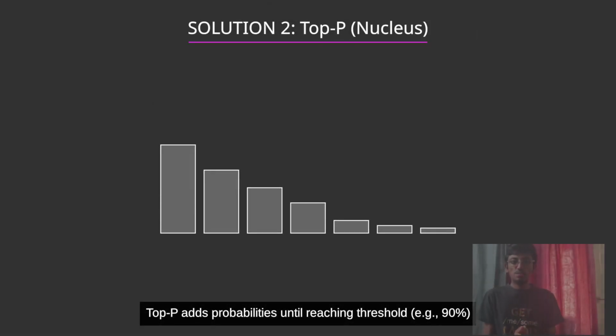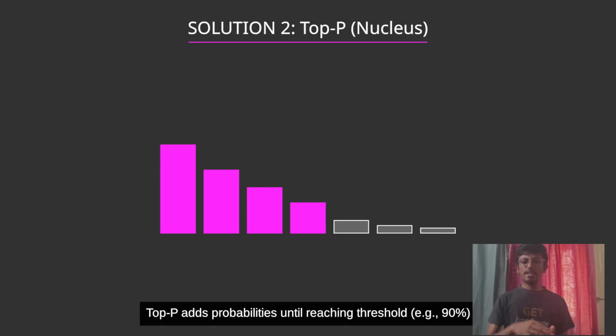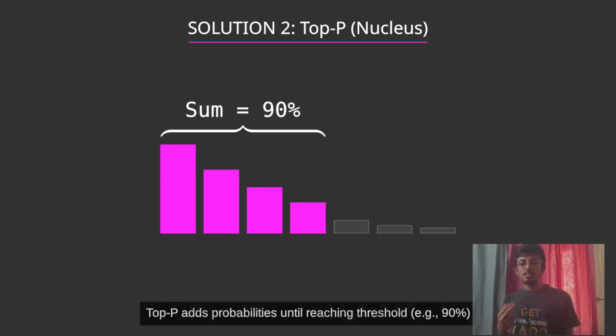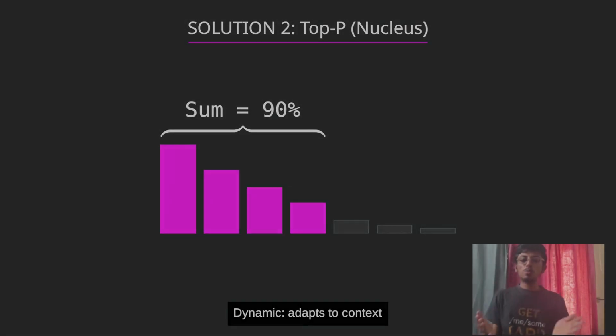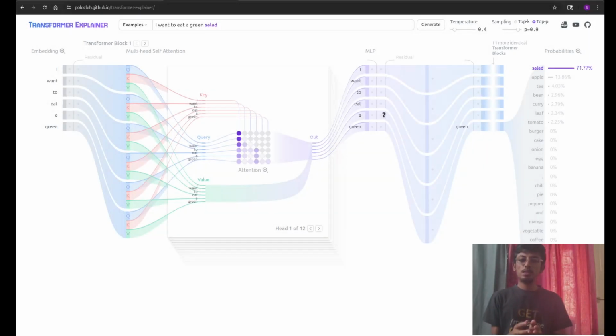Now let's look at the second one, top P. Top P is the smarter one. Instead of a fixed number, it asks: what is the smallest group of words that add up to P% cumulative probability? The default usually is P equal to 95%, at least P equal to 0.95.